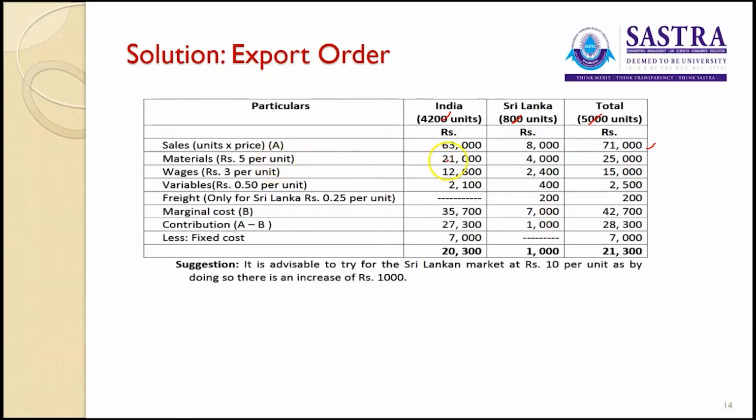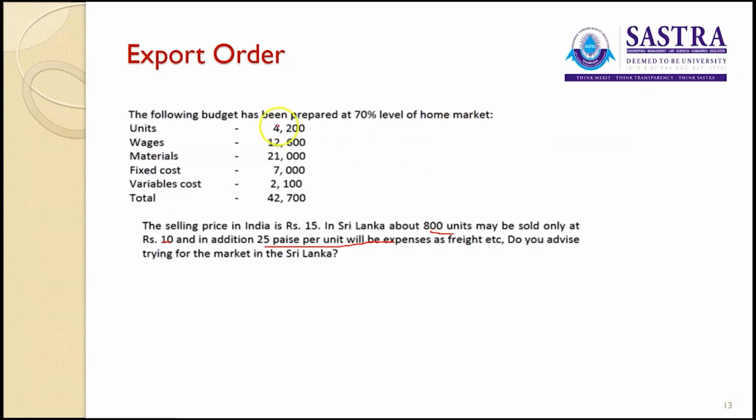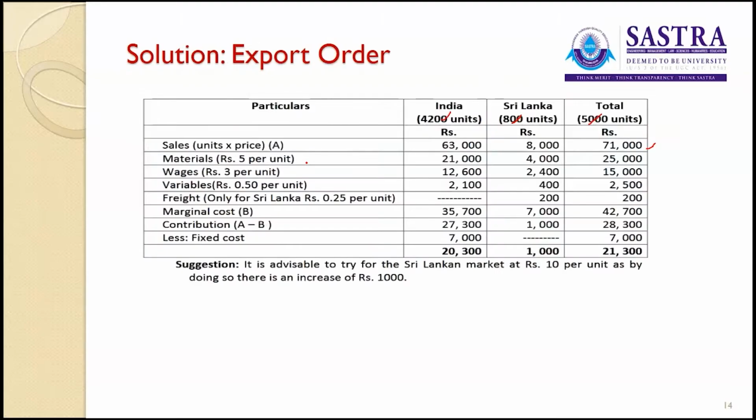Materials is 5 per unit. That is, 21,000 divided by your 4,200 units gives 5 per unit. So this 5 per unit multiplied by your 800 units gives 4,000, so we will get a total of 25,000. The same way wages is 3 per unit. Multiplied by your 4,200 units and your 800 units, we will get 15,000. Then variable cost is 50 paise per unit. So it is 2,100 here and 400, total 2,500. That is multiplied by your respective units.